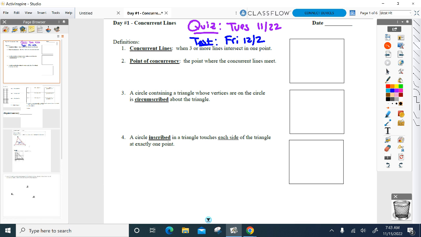I don't care what slope it has, what it looks like. Let's draw a line. Then draw a second line for me, please, that intersects your first one. Draw a second line anywhere.